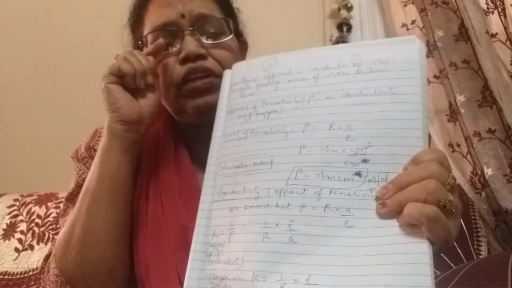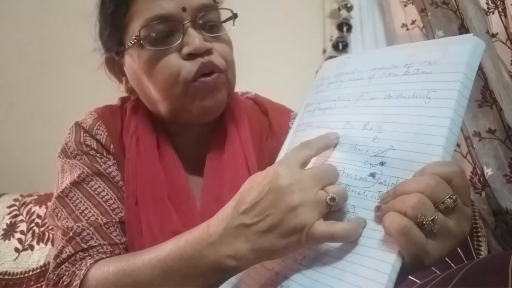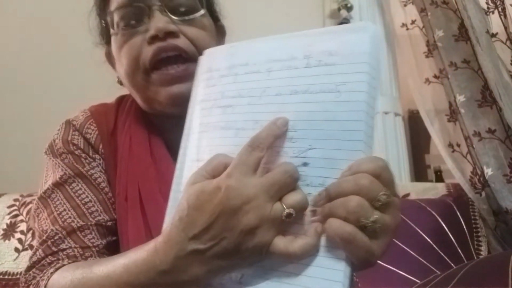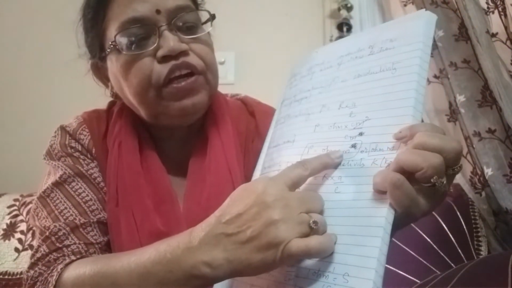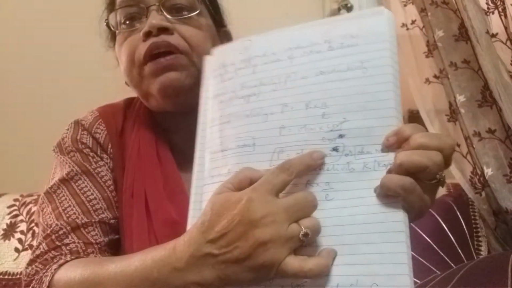Now let us find out the unit of rho. Rho will be equal to R into A by L. R is ohm, A हम लिख सकते हैं सेंटीमीटर स्क्वायर, and L is centimeter. 1 centimeter is removed. The unit of rho is ohm centimeter. The unit of rho will be ohm centimeter. I hope it is clear.